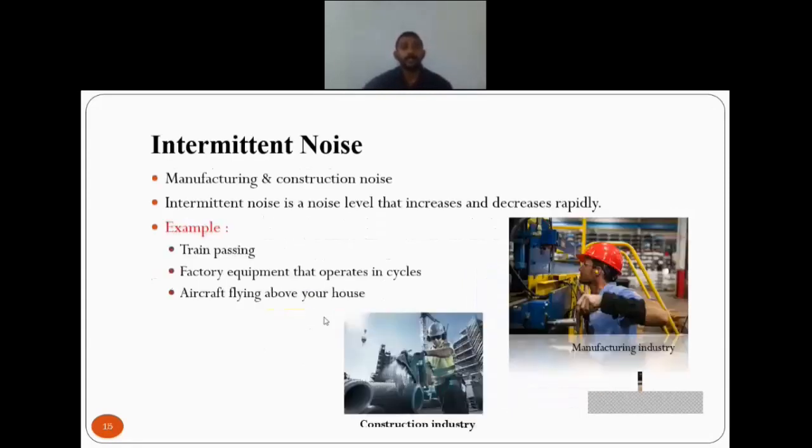Next, we move to intermittent noise. Intermittent noise means a sound suddenly comes and decreases rapidly. The main examples are a flight passing over us and a train passing near us. All of that comes under intermittent noise. The sound suddenly increases, and after a short time it decreases rapidly. That is called intermittent noise, and this can also be measured using a sound level meter.